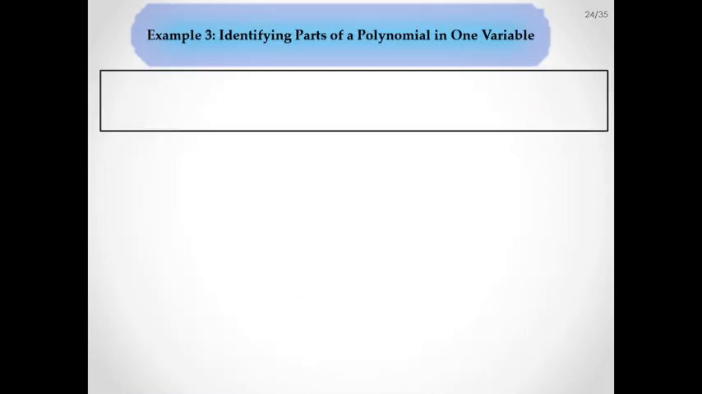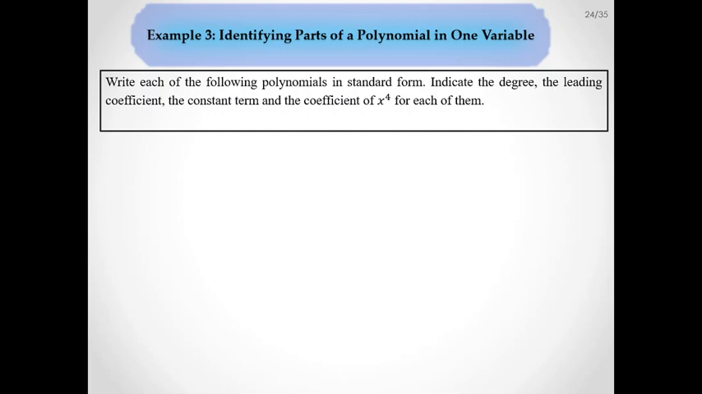Okay, let's look at this example. It says, write each of the following polynomials in standard form. This is the key phrase. And indicate the degree, the leading coefficient, the constant term, and the coefficient of x to the fourth for each of them. So it's asking for lots of things here: degree, leading coefficient, constant term, and the coefficient of x to the fourth.